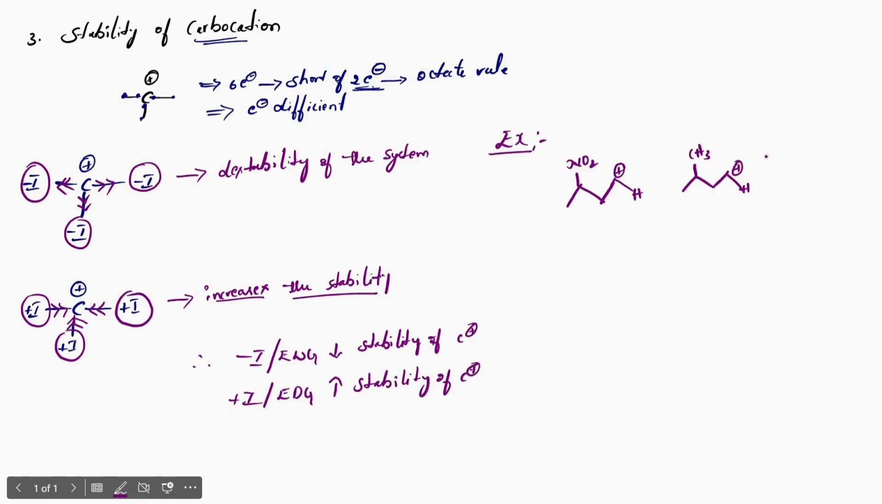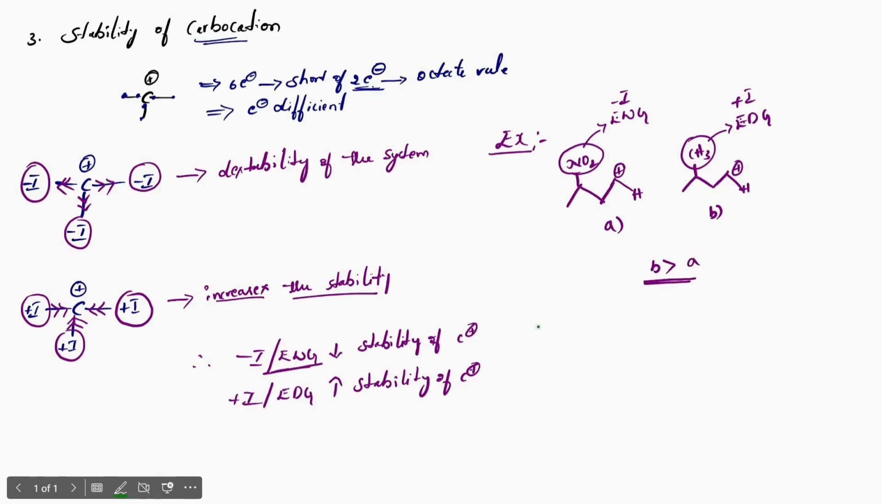Consider the example. This is A and this is B. So the question is, among these two, which is more stable? We know that electron withdrawing group decreases the stability. In these two cases, which is the electron withdrawing group? Here NO2 is electron withdrawing group, or it is negative inductive group. This CH3 is electron donating group, and it is also called positive inductive group. So which is more stable? B is more stable than A.